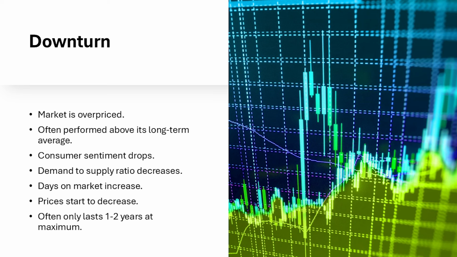The downturn of the market is categorized by a couple of things. First of all, the market is overpriced. Second of all, it has often performed over its long-term averages. Third of all, consumer sentiment drops. Also, the demand to supply ratio decreases and days on market increase. Because of that, prices start to decrease. And finally, this will often last somewhere between 1 and 2 years generally.